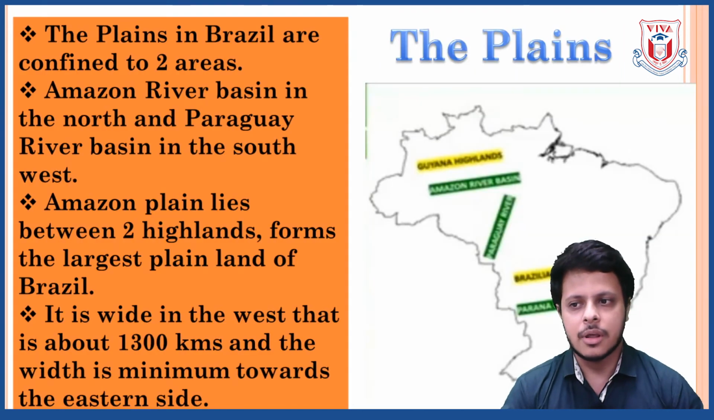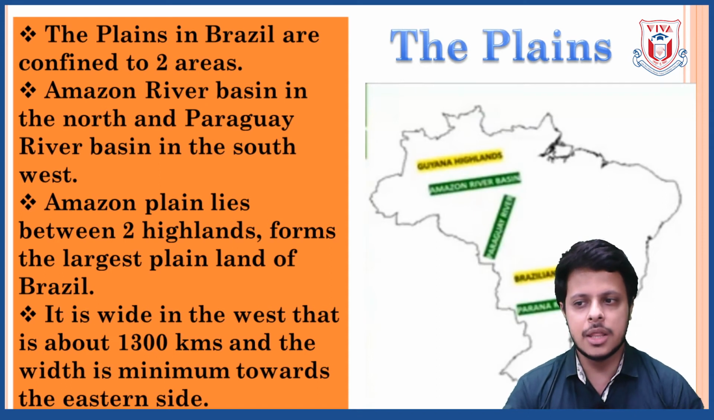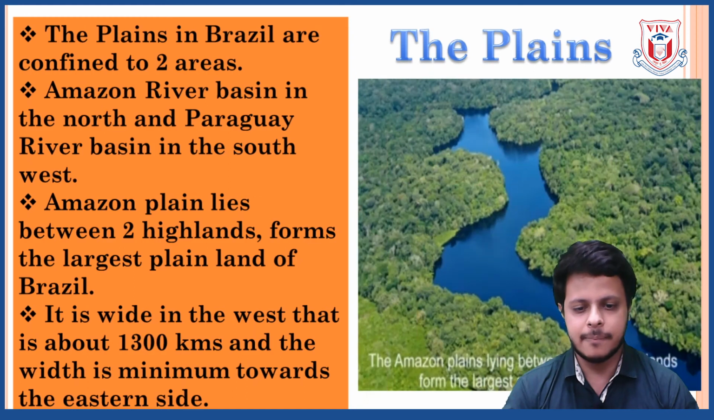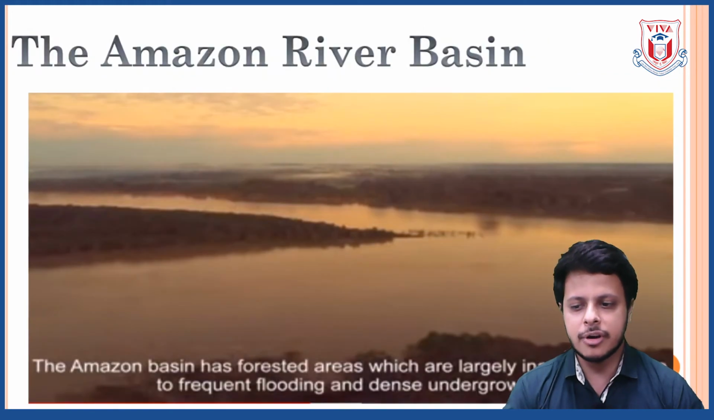The plain region. The plains in Brazil are confined to two areas, the Amazon River Basin in the north and the Paraguay River Basin in the southwest. The Amazon plain lies between two highlands and forms the largest plain land of Brazil. It is wide in the west, about 1300 kilometers, and the width is minimum towards the eastern side. You can see over here the Amazon plain lying between the two highlands. The Amazon River Basin has forested areas which are largely inaccessible due to frequent flooding and dense undergrowth.